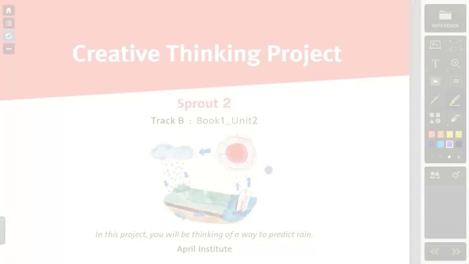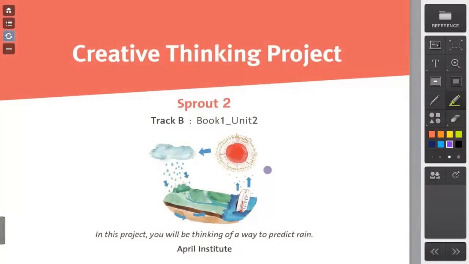In this video, I'll show you the differences between Unit 1 and Unit 2 creative thinking projects for Sprout and Sapling levels. To do that, I'll go through the different pages and point out a few differences.